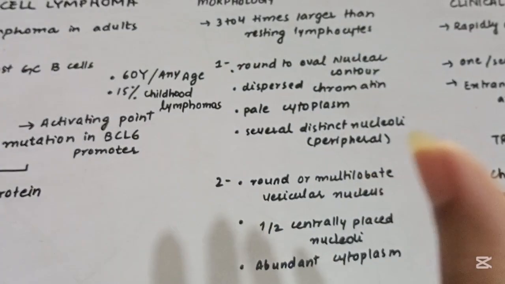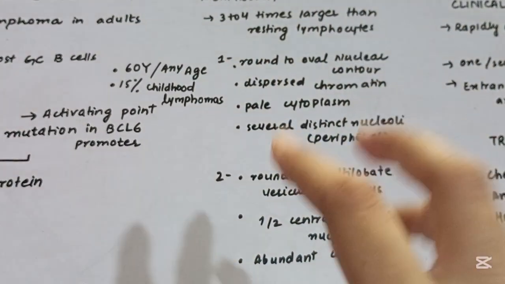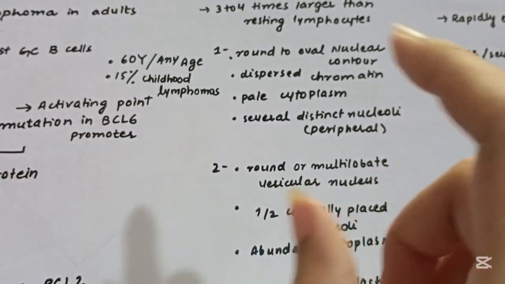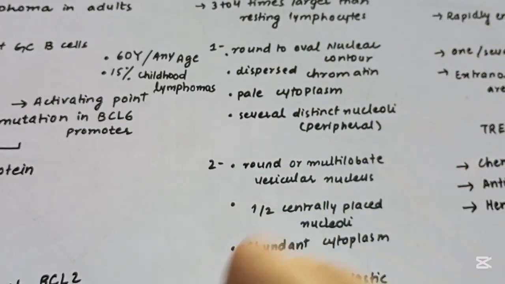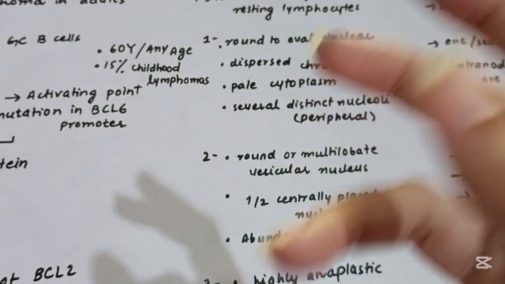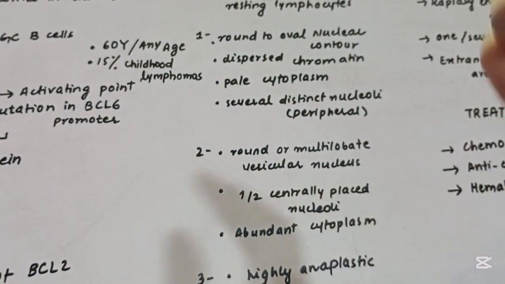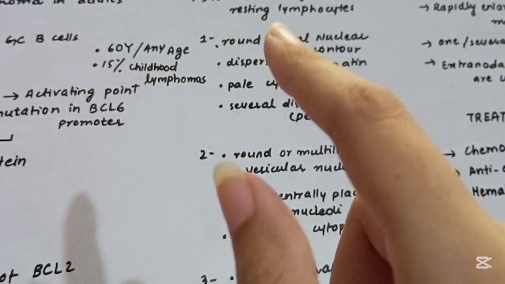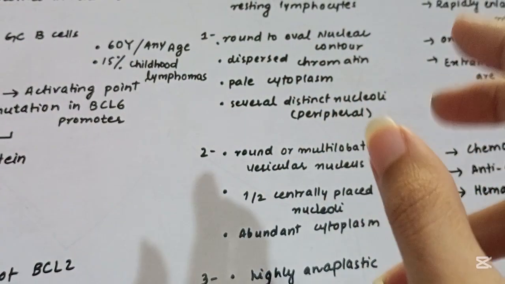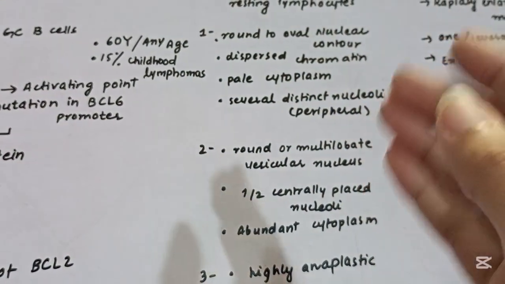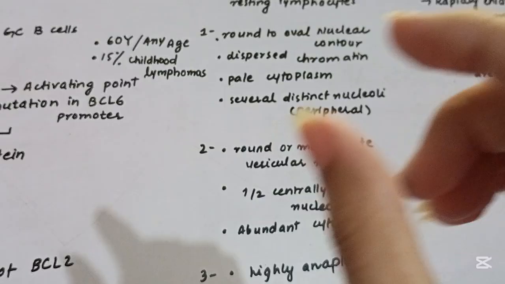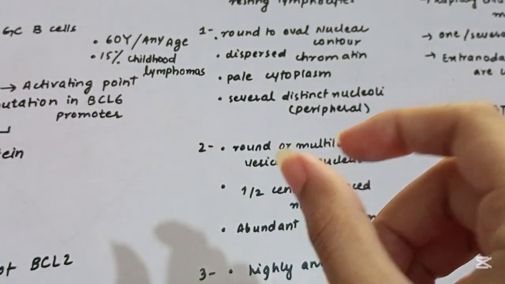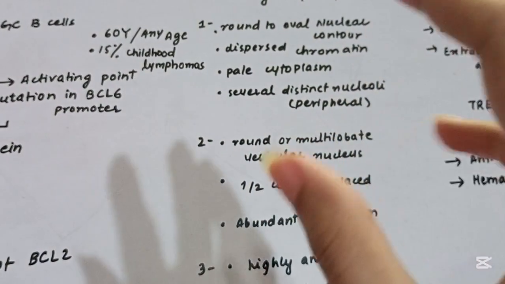Now let's talk about the morphology. These neoplastic cells are 3 to 4 times larger than resting lymphocytes. The cell morphology varies from tumor to tumor. In most of the tumors, we have cells that have round to oval nuclear contours. They have dispersed chromatin and a pale, moderate amount of cytoplasm, and several distinct nucleoli that are peripherally placed.